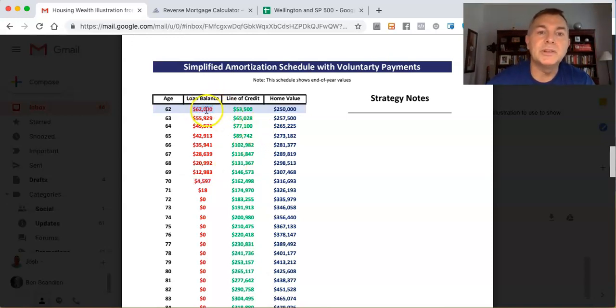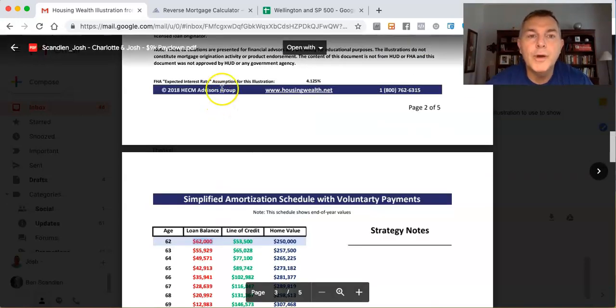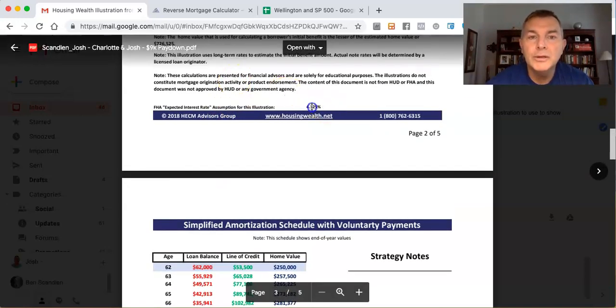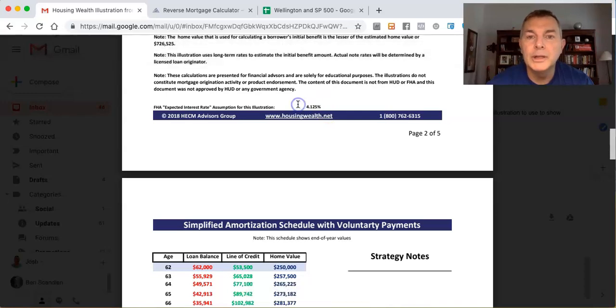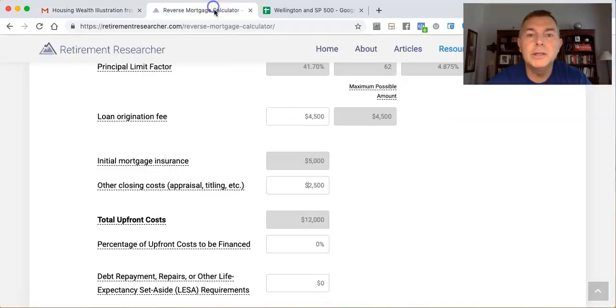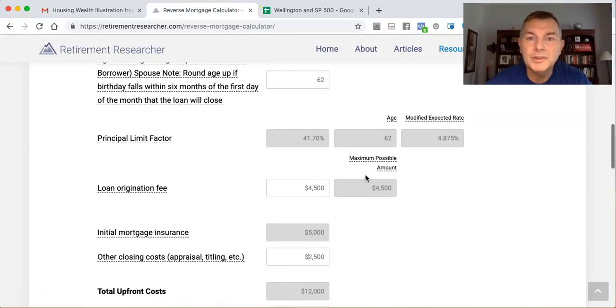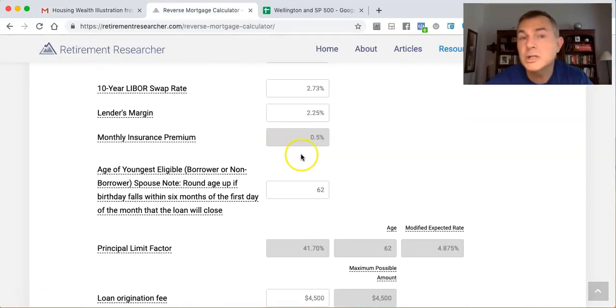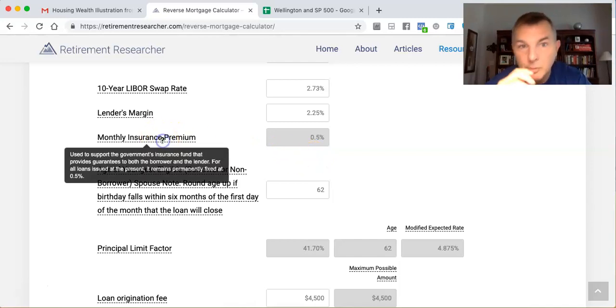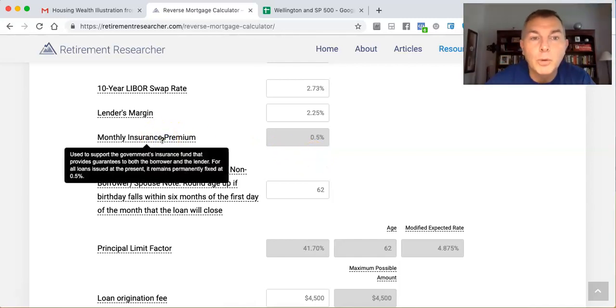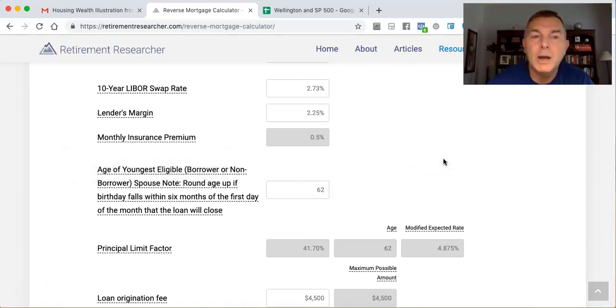It doesn't really show you, but the $62,000 is growing with that 4.125 interest rate that they're using right here. They should make that a little bit bigger. I don't like that, but either way. 4.125 is the interest rate plus the monthly 0.5% mortgage insurance premium, which is used to support the government's insurance fund that provides guarantees to both the borrower and the lender. For all loans issued at present, it remains permanently fixed at 0.5%.